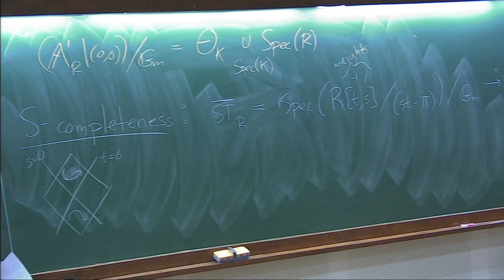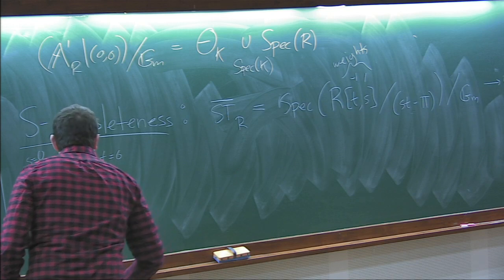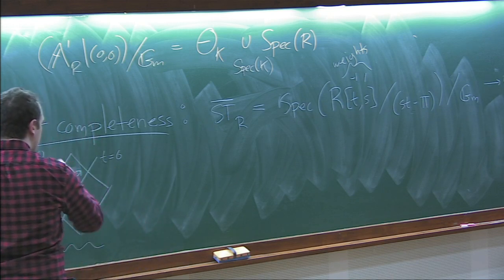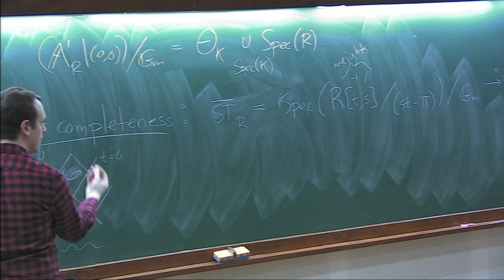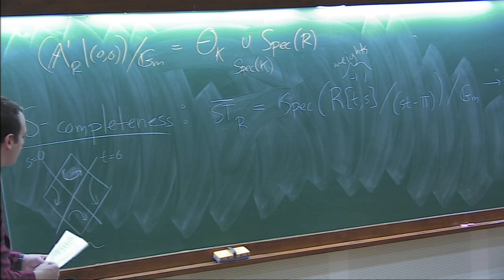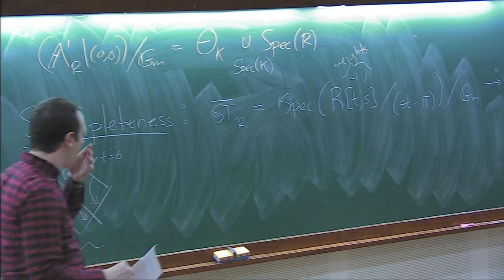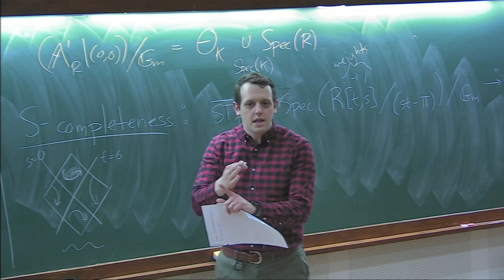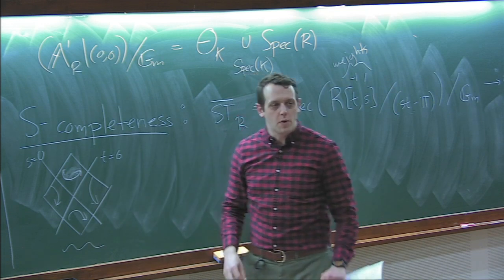If that's clear. So this is happening over Spec R. The generic fiber, if I go away from S equals zero, T equals zero, is all happening over the special point of Spec R. Away from the special fiber, the Gm is acting freely. And then the special fiber is basically two copies of A1 glued together with the Gm acting with opposite weights.